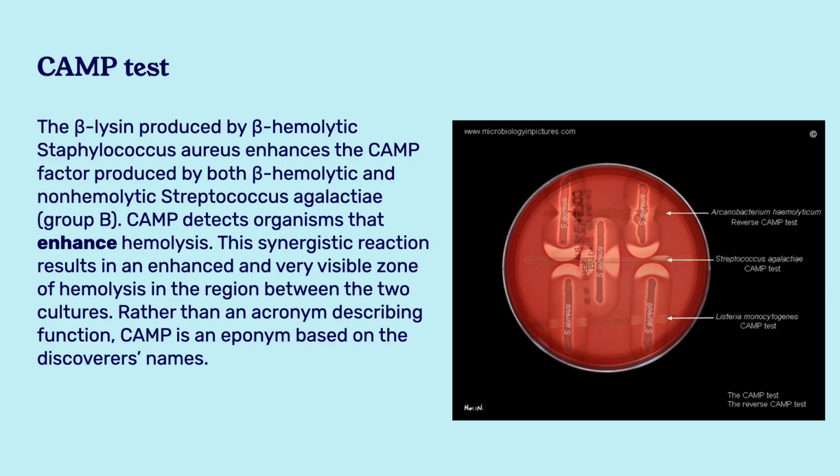When a suspected group B streptococcus is struck perpendicular to, but not touching, the Staph aureus streak, something important happens. Streptococcus agalactiae produces a diffusible extracellular protein called CAMP factor. When CAMP factor interacts with the beta-lysin produced by Staph aureus, there's a synergistic enhancement of hemolysis. The result is a very characteristic arrowhead-shaped zone of increased hemolysis at the junction where the two organisms' factors meet. The arrowhead pattern is considered a positive CAMP test.